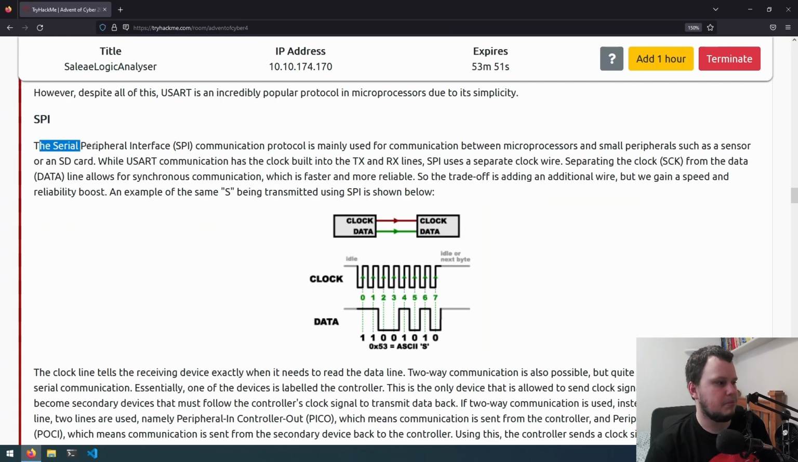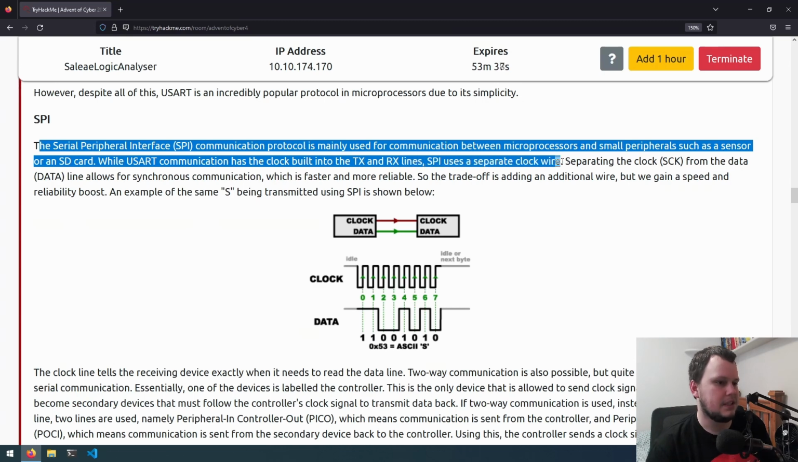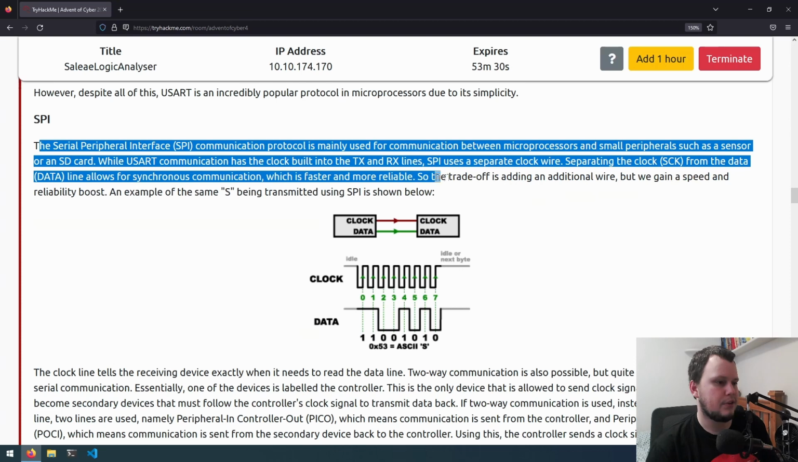SPI. The Serial Peripheral Interface communication protocol is mainly used for communication between microprocessors and small peripherals such as a sensor or an SD card. While USART communication has the clock built into the TX and RX lines, SPI uses a separate clock wire, SCK, separating the clock from the data lines. This allows for synchronous communication, which is faster and more reliable. So the trade-off is adding an additional wire, but we gain a speed and reliability boost.